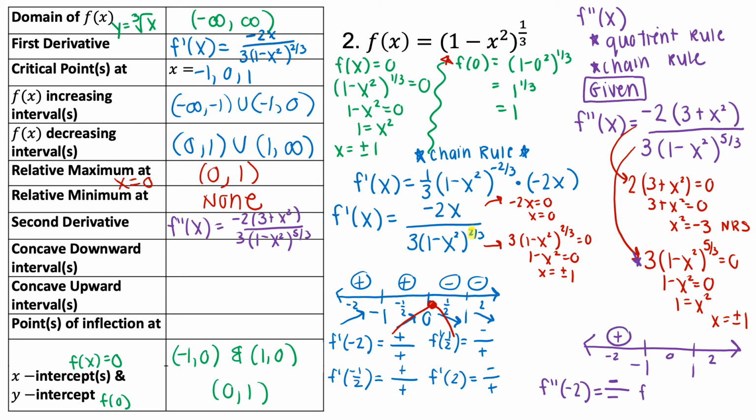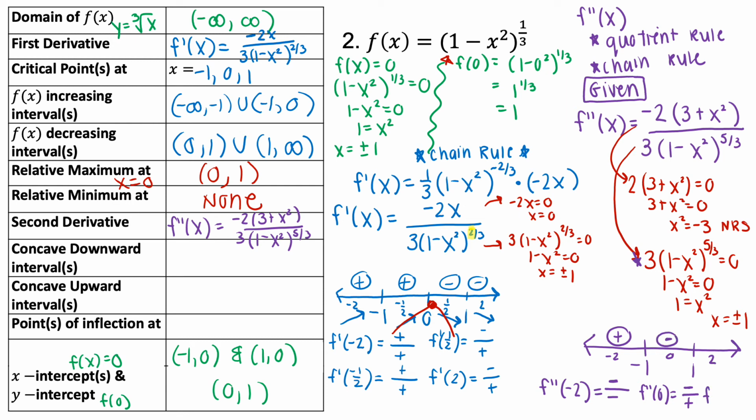Plugging in 0, f double prime of 0, numerator always negative. We don't even have to worry about that one. Plugging into that denominator, we get 0 squared. So 1 minus 0 is 1. Now we have a positive raised to the odd power stays positive. Our denominator is going to be positive, but then a negative over a positive is a negative.